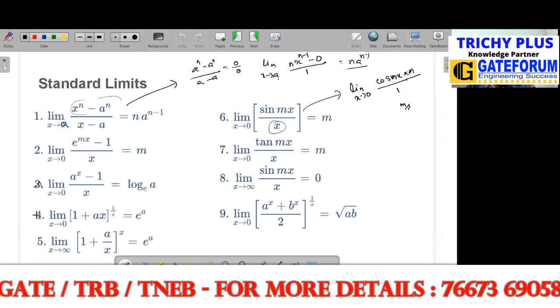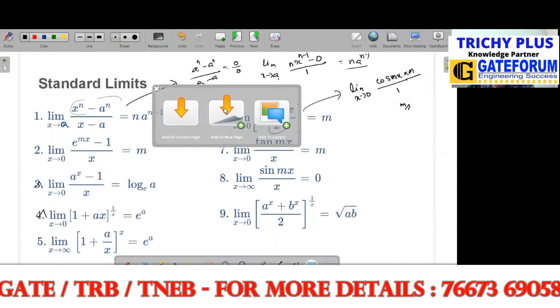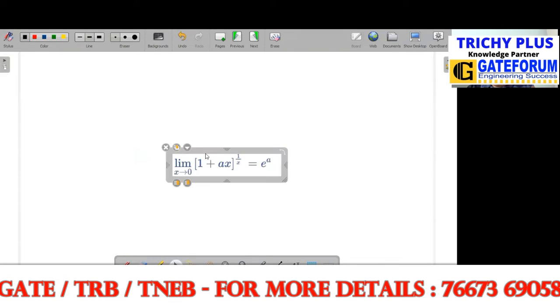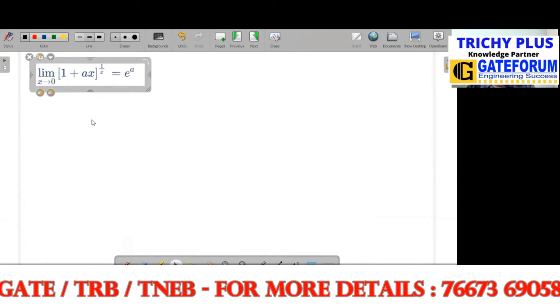Maybe let me show you how this came. With the same reference, you can try this next problem also, like whatever I'm doing. So we'll go with this. Let's take this and we'll try to map. So if you apply x equal to 0, what will happen?